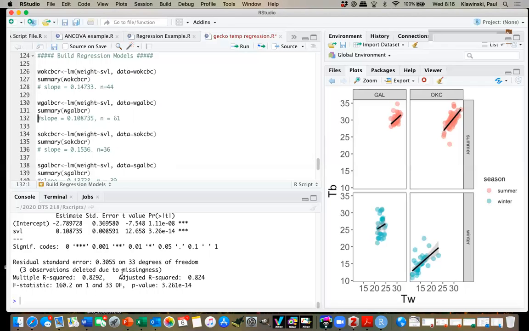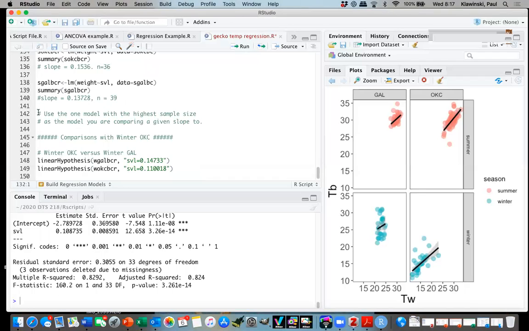Now, when I look at your reports, I'm going to do all of the different ways of doing it so that I can evaluate your numbers correctly. But my advice would always be to use the model with the highest sample size as the model you're comparing a given slope to. So if I was doing this for Winter, Oklahoma City, I would actually compare the slope of Winter, Oklahoma City to the model of Winter, Galveston.